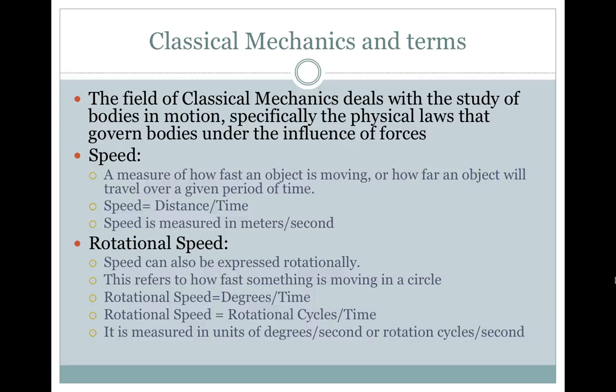Rotational speed. Speed can also be expressed rotationally. This refers to how fast something is moving in a circle. Rotational speed equals degrees over time. Rotational speed is calculated using rotational cycles over time. It's measured in units of degrees per second or rotation cycles per second.